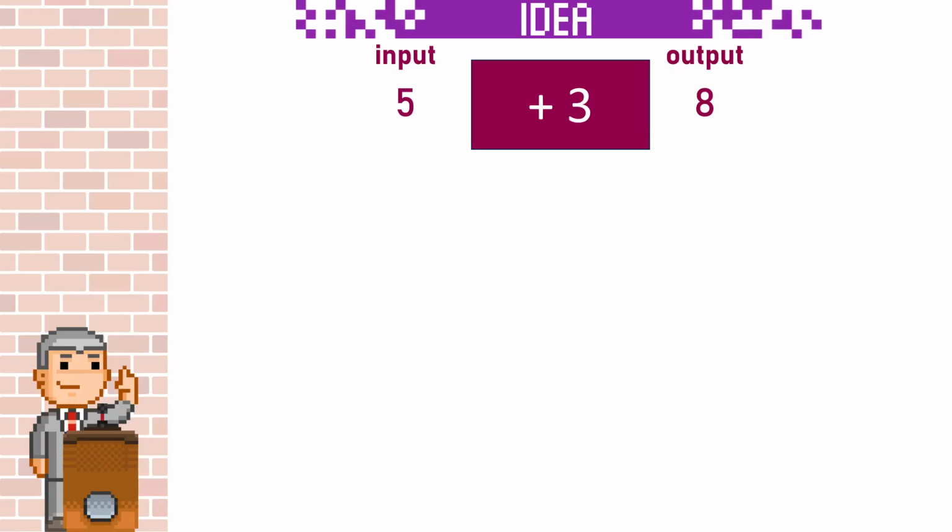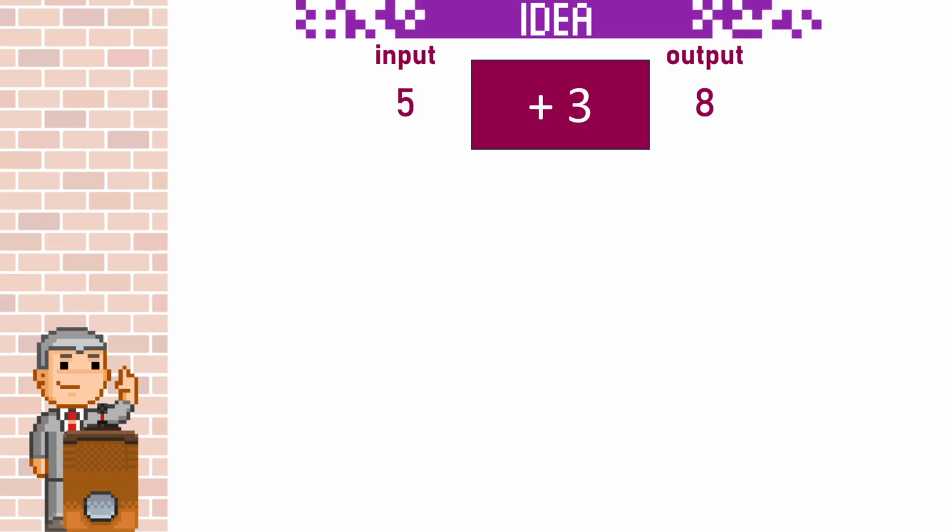We covered functions a little bit at GCSE, but at A-level we use them all the time. In today's video we're going to go through function notation and how we use functions. You'll be familiar with function machines. If our input is 5 and our function is +3, then the output will be 8.